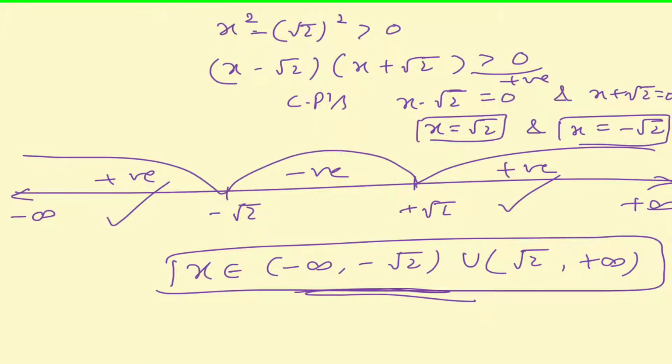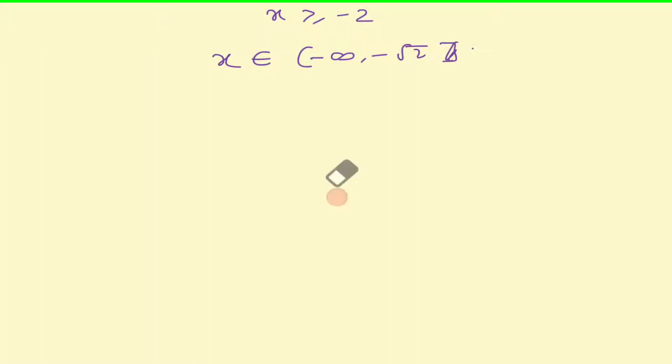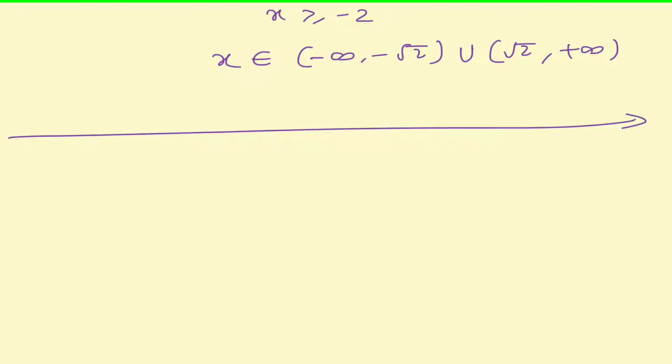So x is greater than equal to minus 2 and x belongs to minus infinity to minus root 2, union root 2 to plus infinity, open intervals. So we need to take the intersection of this one, minus infinity to minus root 2, and before that minus 2 will come, and then plus root 2 and then plus infinity.